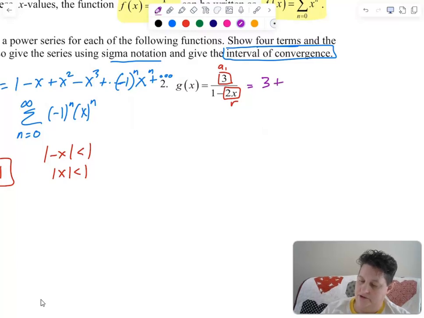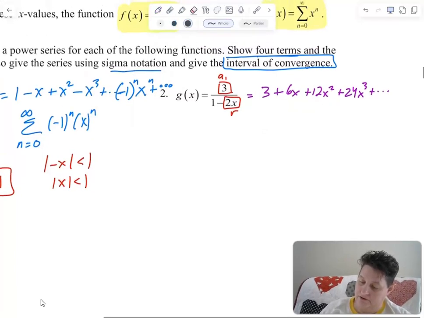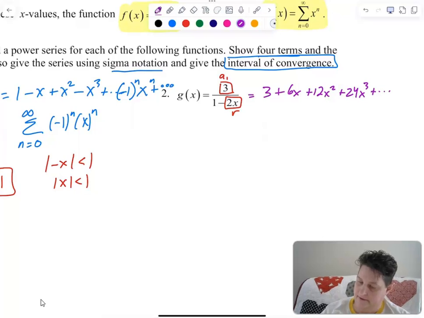Okay, 3 times 2x is 6x. Times 2x is 12x squared. Times 2x is 24x to the third. All right? And then as a general term, it's going to be 3 times (2x) to the n. Okay? Let's check that. If I start at n equals 0, that works.